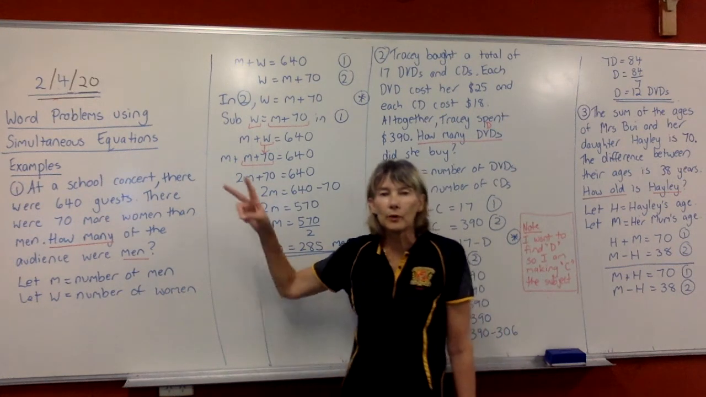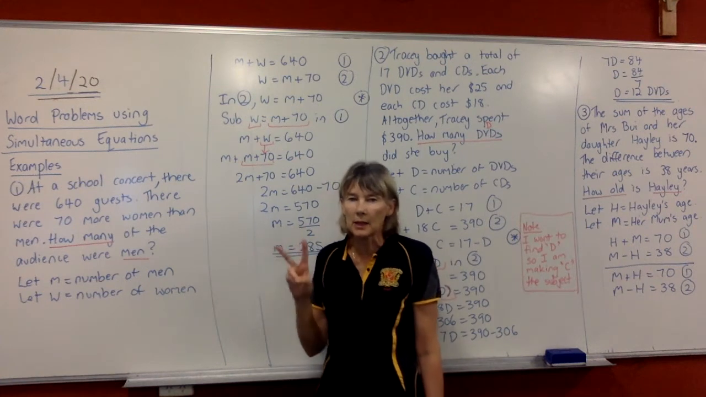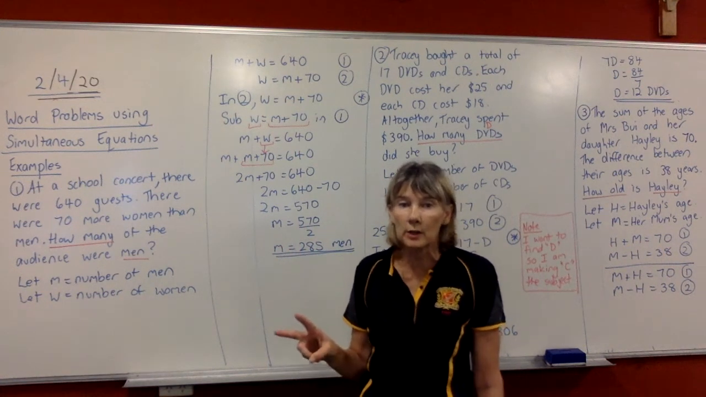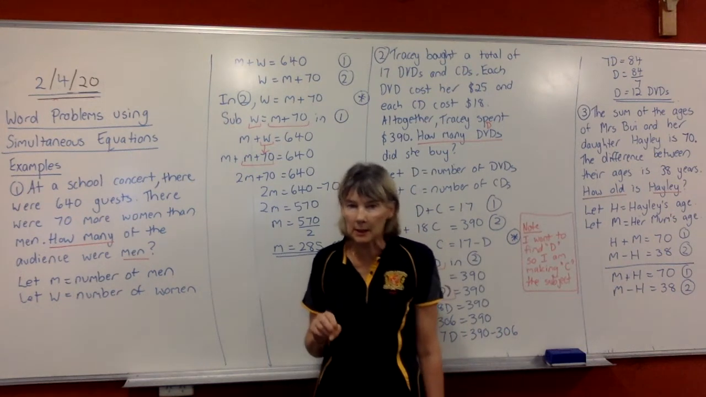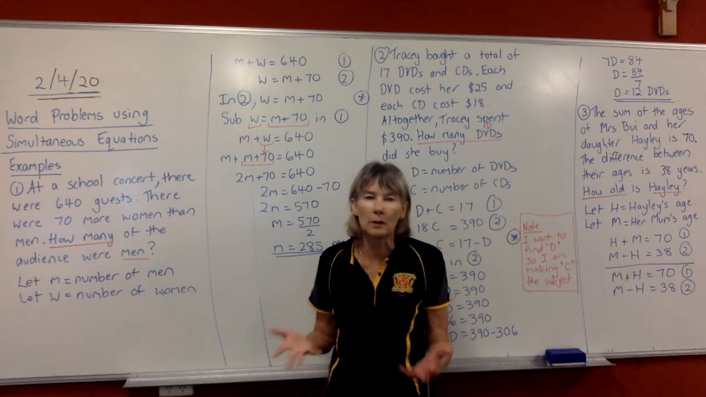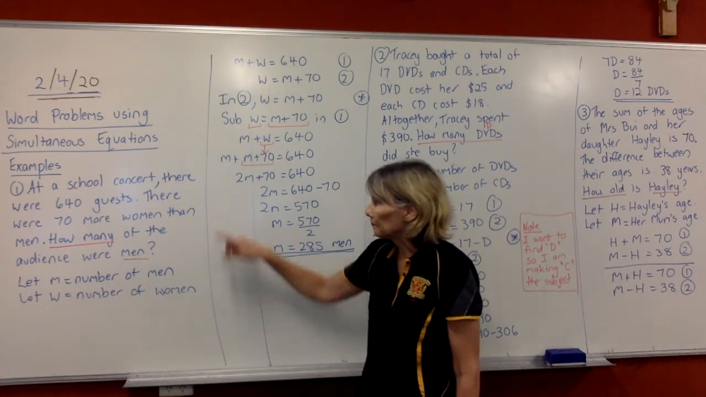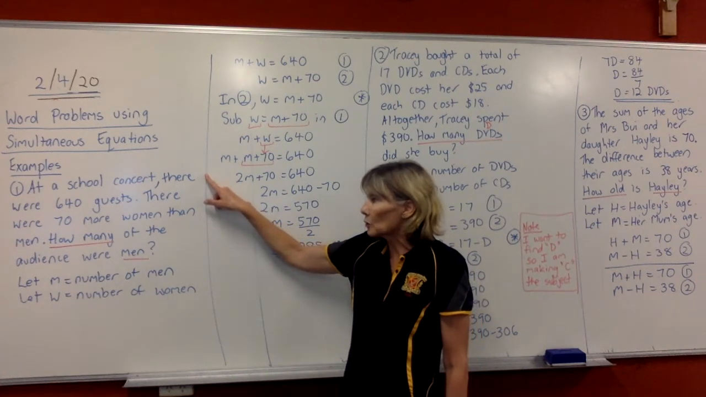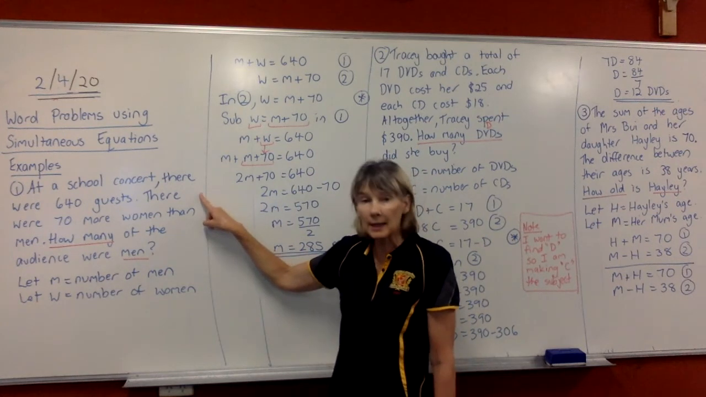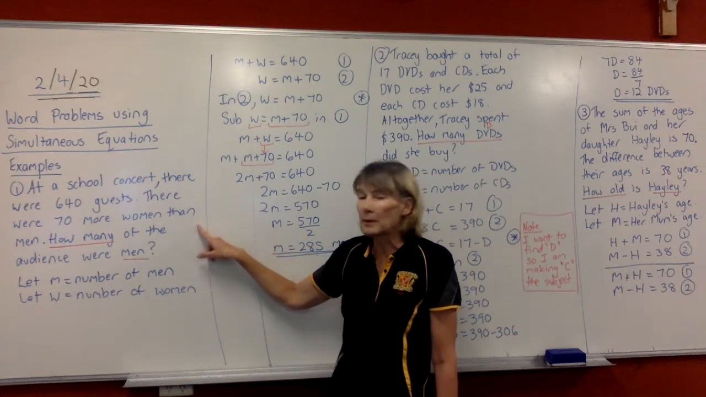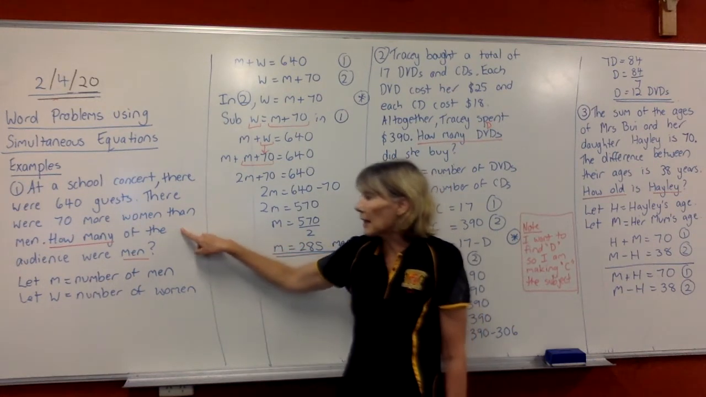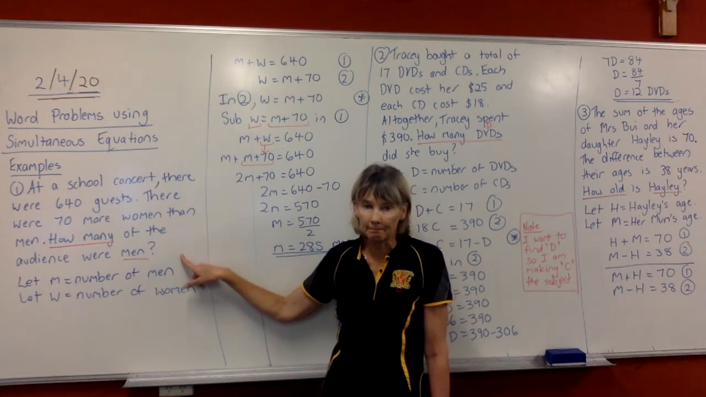So they'll normally give you two different things that they're telling you. Those two things will give you your two equations that you're solving simultaneously. Generally, they'll be in two sentences, but sometimes they'll vary it a little bit. So the first one, at a school there were 640 guests. That's your first equation. Second sentence, there were 70 more women than men. That's your second equation. So then they're asking how many of the audience were men.